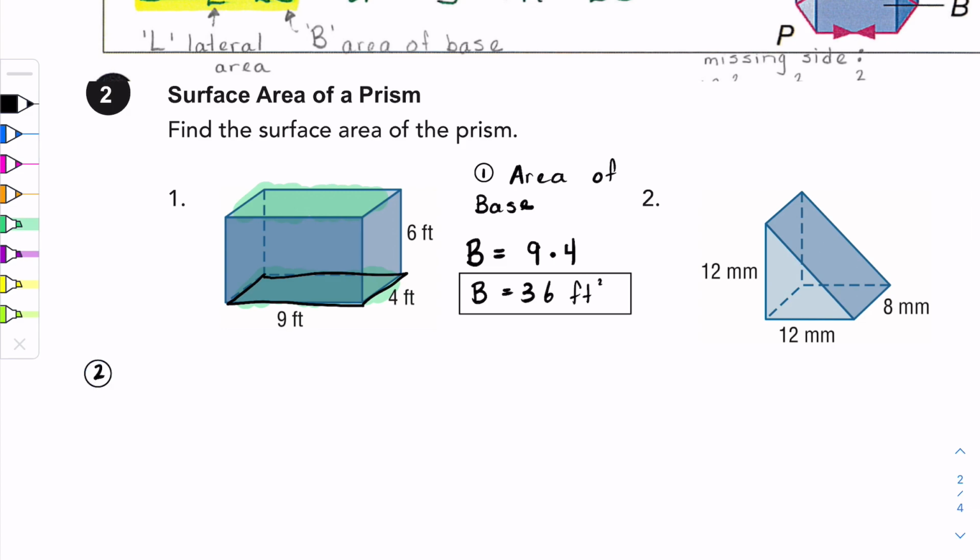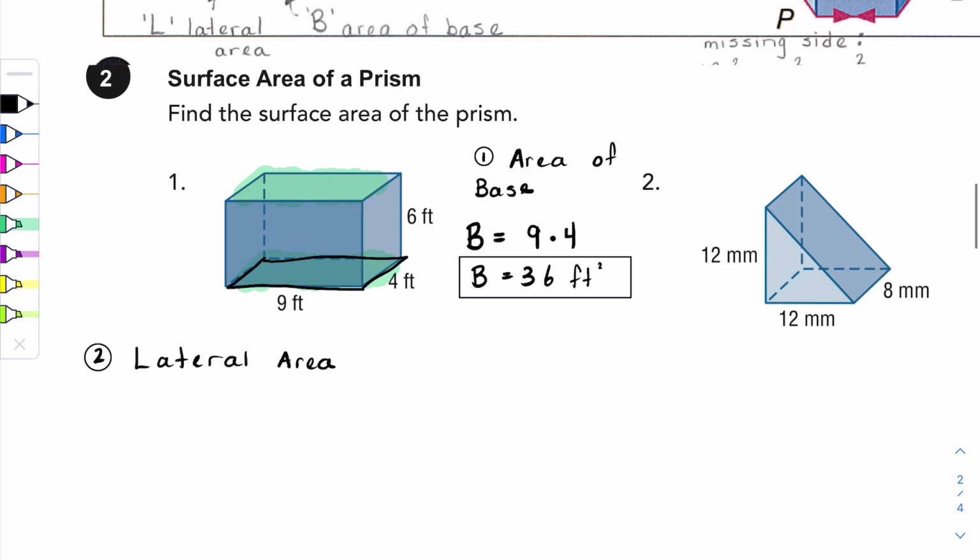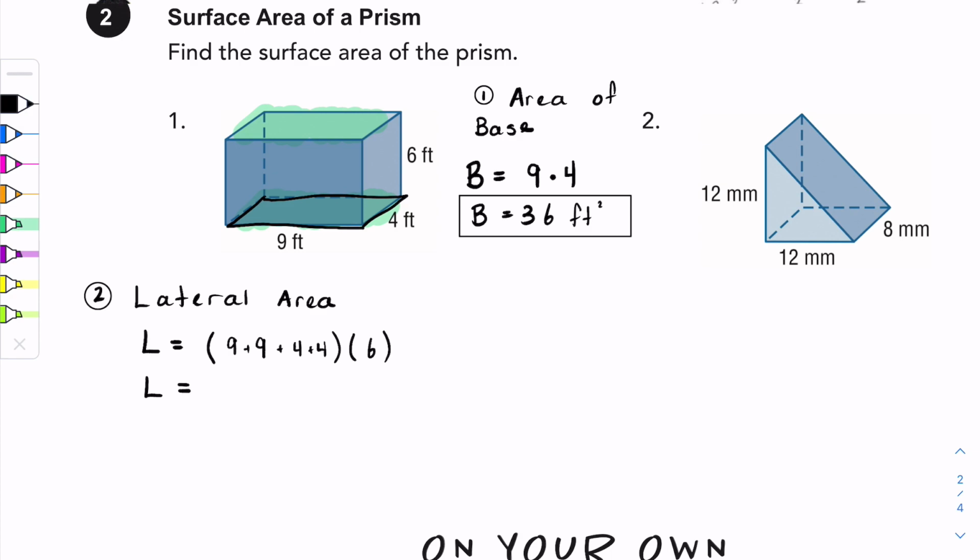Okay, next we have the lateral area. The lateral area is found by adding up the perimeter of the base and multiplying it by the height. It's what we just did in the last example. So capital L stands for lateral area. And when I add up the perimeter of the base, I have 2 side lengths at 9. I have 2 side lengths at 4. And the height of the figure is 6 feet. When I multiply these together, I have 156 square feet.